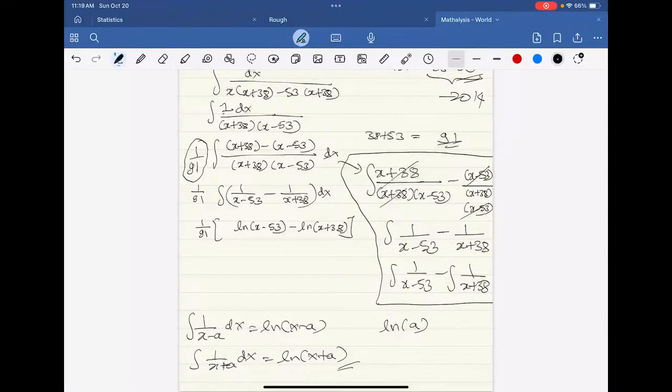I think that's what I've done. Yeah, it's the inverse 91 and then expanding it by adding. Yeah, exactly. Now we can just use the property that ln of a minus ln of b is just ln of a by b. So this will be 1 by 91 times ln of x minus 53 divided by x plus 38.